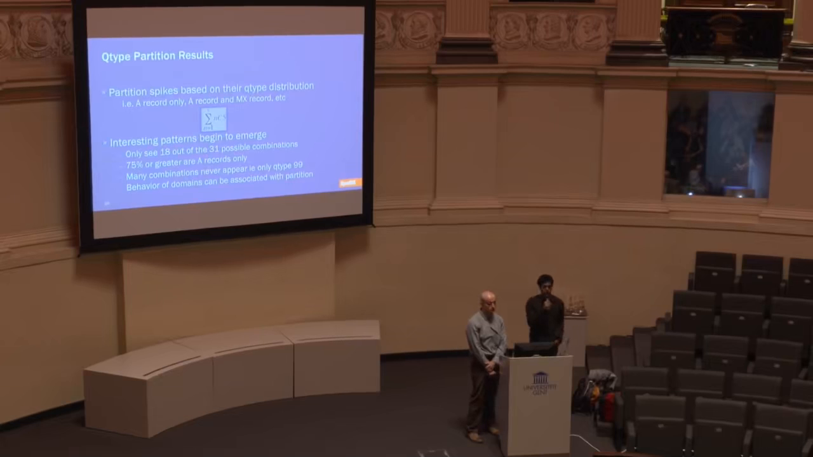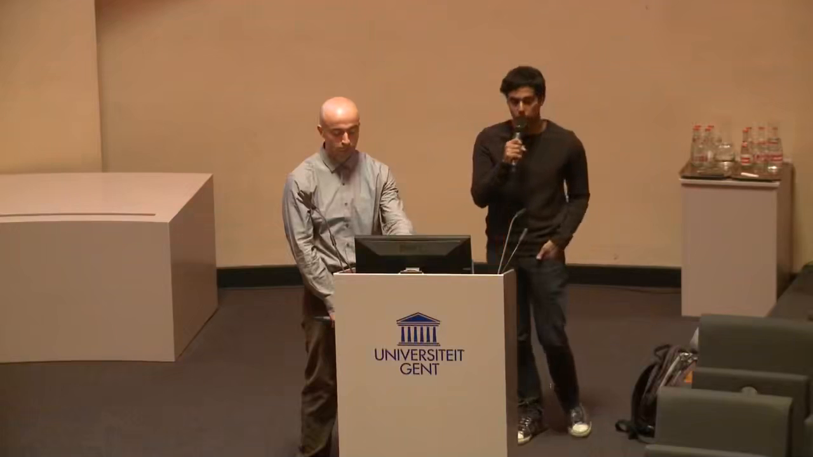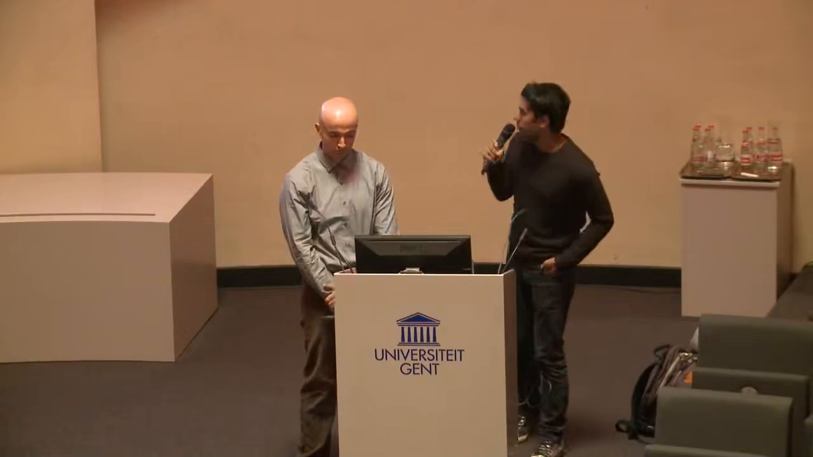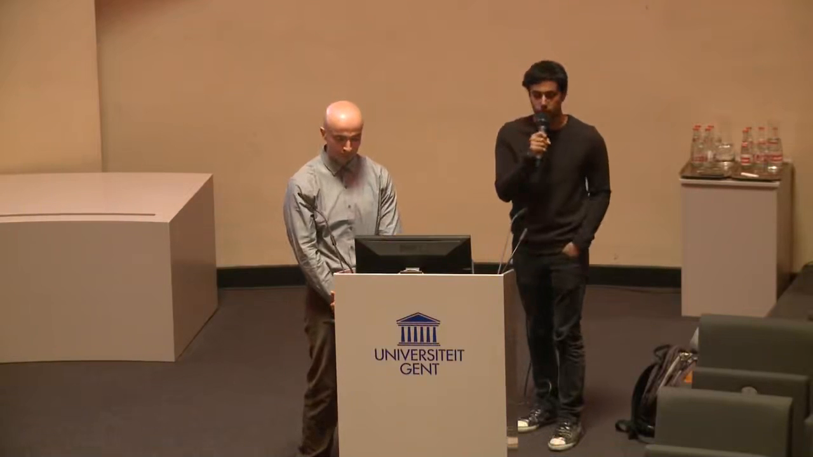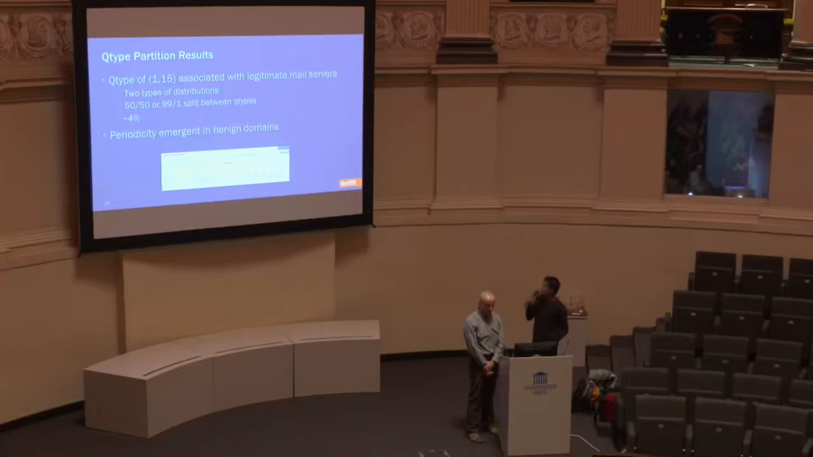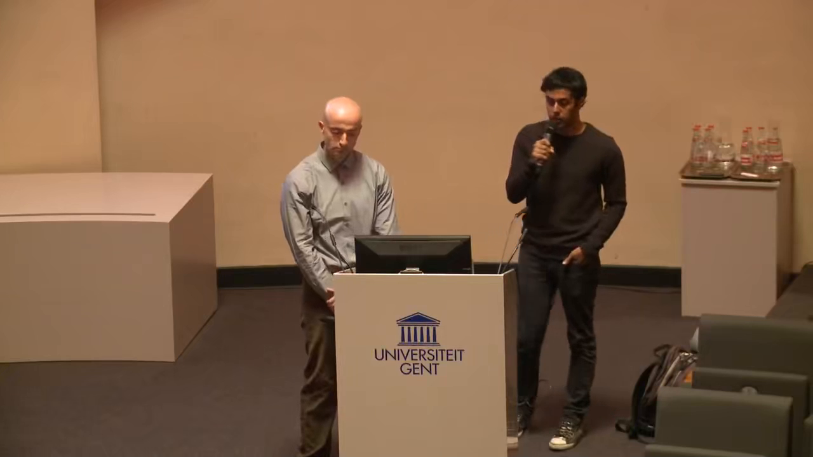What this gave us hope is that this type of partitioning can help us associate partitions with the behavior of the spike. So I'm going to walk through some of the examples that we found. For example, a Q-type of 1 and 15, meaning a domain that spiked received Q-types of both 1 and 15, belonged to basically one family, which was legitimate mail servers.